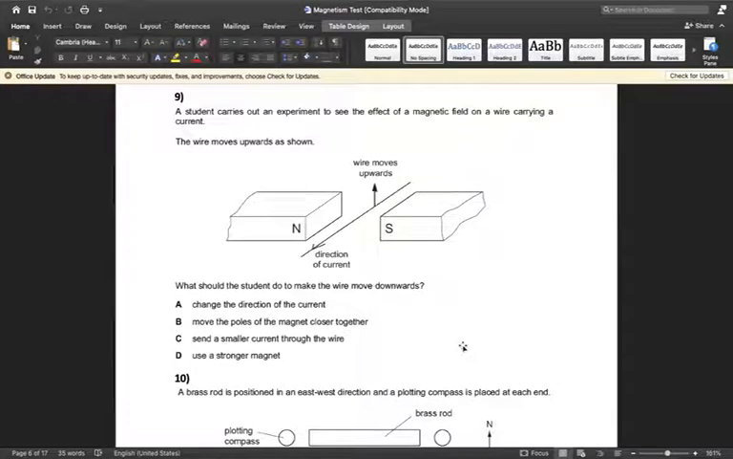Question number 9. A student carries out an experiment, and this question is for Nujud. Nujud, pay attention. A student carries out an experiment to see the effect of a magnetic field on a wire carrying a current. The wire moves upwards as shown. What would the student do to make the wire move downwards? A, B, C, or D?